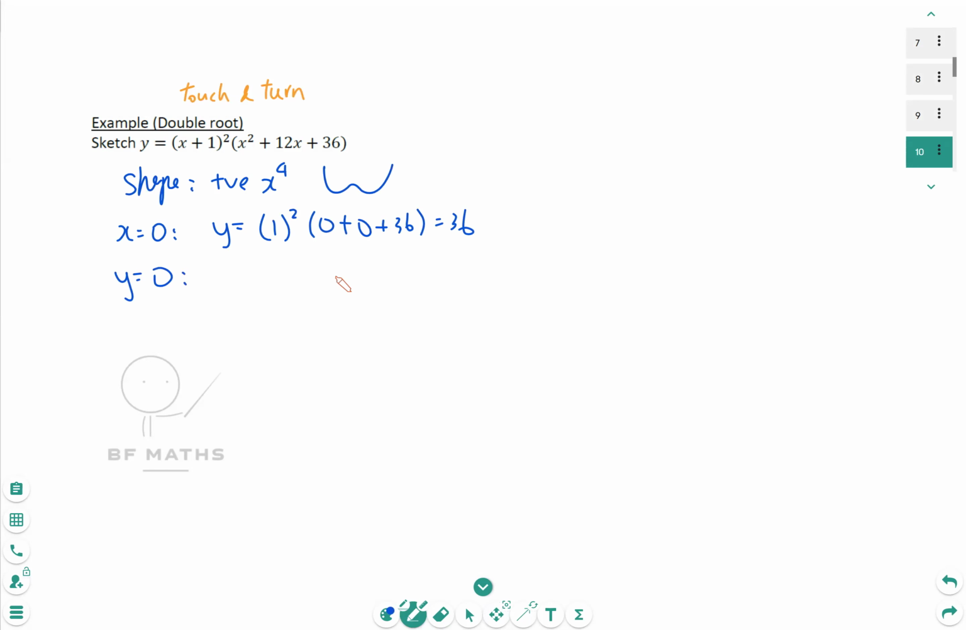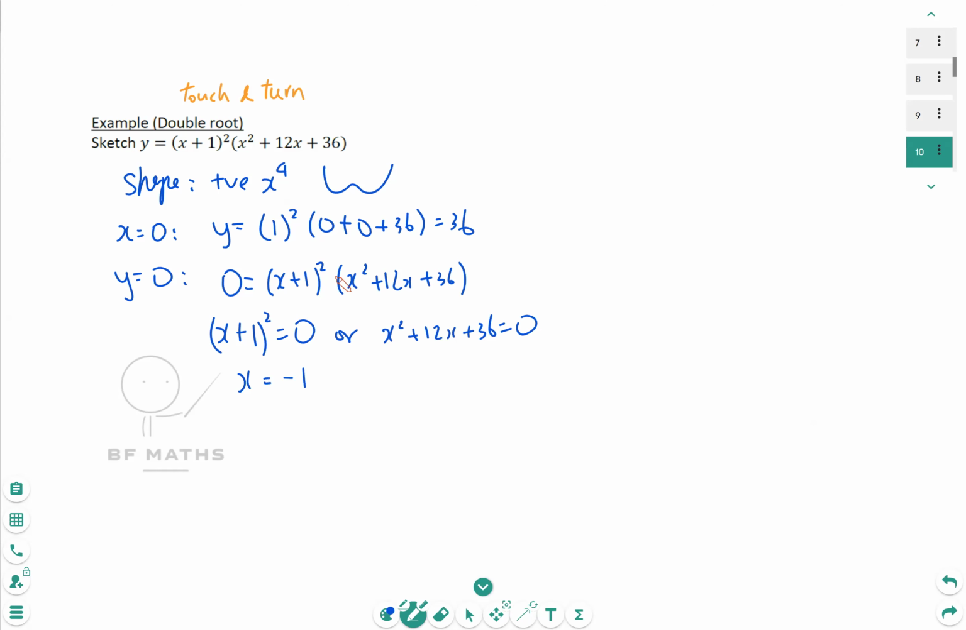When y equals 0, then 0 equals x plus 1 squared times x squared plus 12x plus 36. Two brackets equal 0, so each bracket equals 0: x plus 1 squared equals 0, or x squared plus 12x plus 36 equals 0. This one is a double root, so x equals minus 1 is a double root, so we double, or repeat it, if you like to use a word. English is not too important in here. And then in here, we need to factorize it and solve it, whether using a calculator or manually.